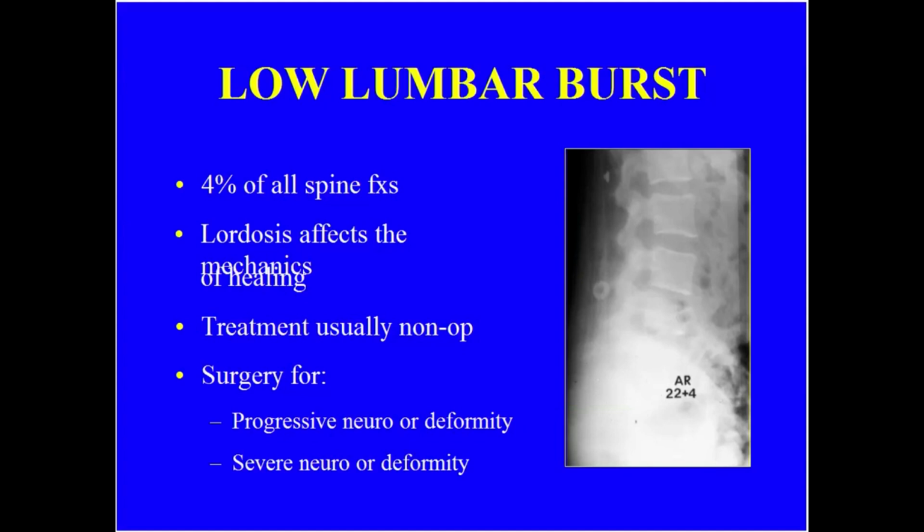You should say to yourself, why am I operating on this patient? If you're operating on an L5 or even an L4 burst fracture, the indications for surgery would be progressive neurologic deficit, always an indication for surgery, or progressive deformity in a brace. Or sometimes, if you see somebody with such a severe neurologic injury with bone across the spinal canal or severe deformity, that would occasionally be an indication to operate. But most of the time, for a low lumbar burst fracture, you should say to yourself, I should be treating this non-operatively.